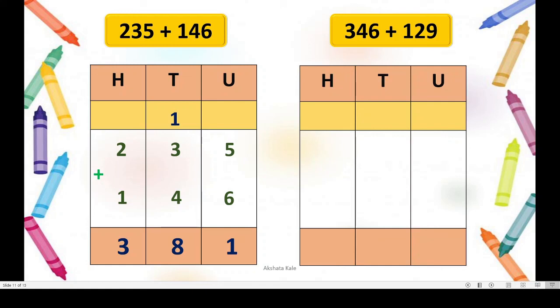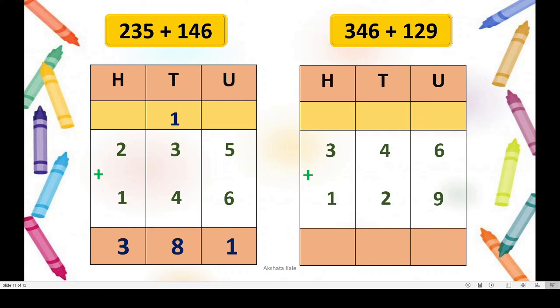We will move to second sum. Here again table. We will write 346 first. 6 in the unit place. 4 in tens place. 3 in hundreds place. Plus 129: 9 in unit place, 2 in, sorry, tens place. And 1 in hundreds place. Right?